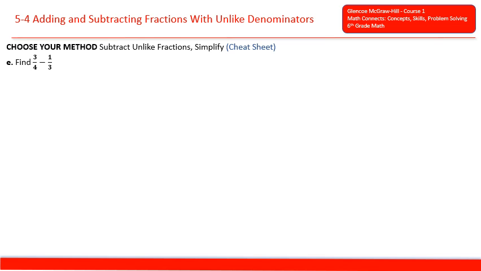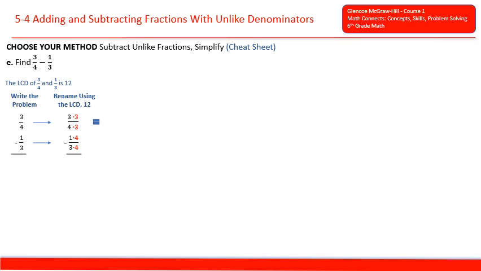Find 3/4 minus 1/3. The LCD of 3/4 and 1/3 is 12. So the least common denominator is 12. And if we write the problem, 3/4 minus 1/3, we do need to rewrite both fractions as equivalent fractions with 12 in the denominators. So in order to get 4 to 12, we need to multiply it times 3. So we will multiply numerator and denominator times 3. And in order to get the denominator 3 to 12, we need to multiply it times 4. So we will multiply the numerator and denominator times 4.